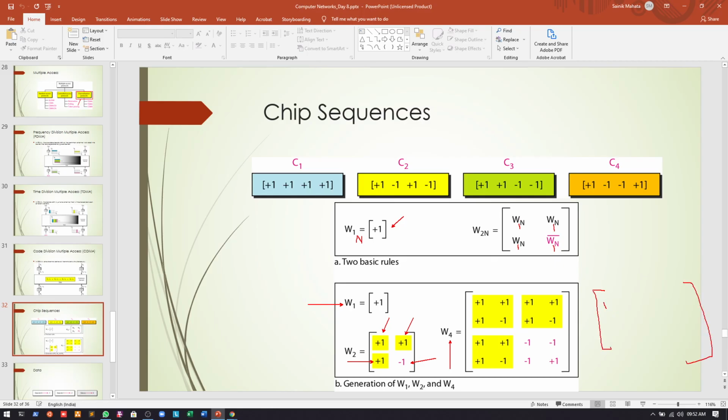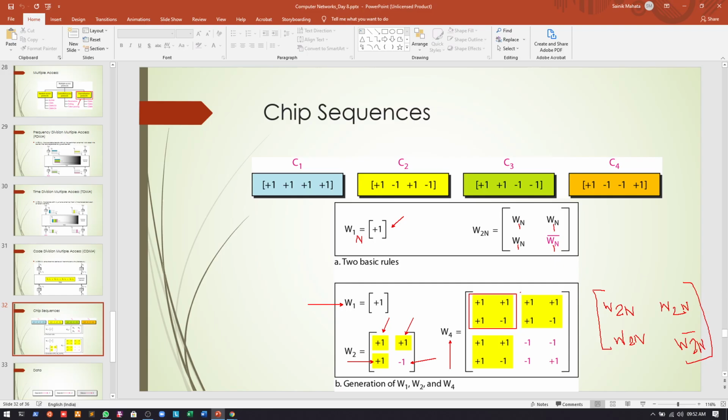It will be W2n. Just excuse my handwriting. It will be W2n, W2n, W2n, and that will be what? A transpose. Right? And in this, if I just look at this, so obviously W2n is what? Plus 1, plus 1, plus 1, minus 1. So again you can see that we are actually having what? The positive W2n here.